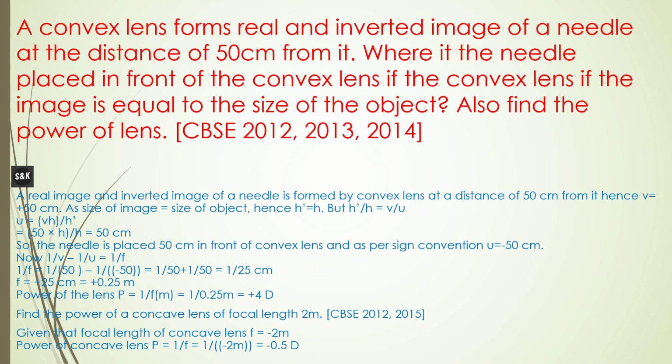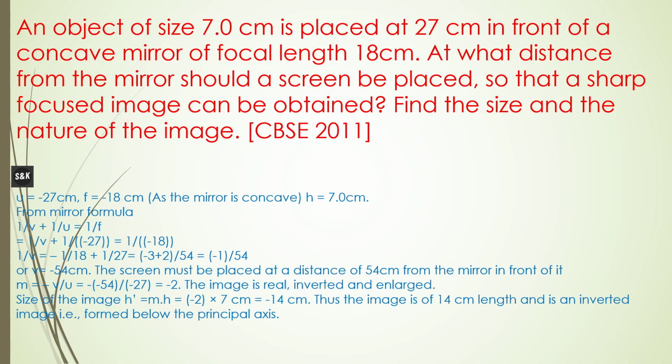Next, a convex lens forms a real and inverted image of a needle at a distance of 50 centimeter from it. Where this question is repeated. Sorry. An object of size 7.0 centimeter is placed at 20 centimeter in front of a concave mirror of focal length 18 centimeter. At what distance from the mirror should a screen be placed so that a sharp focused image can be obtained? Find the size and the nature of the image. So here u is given as minus 20 centimeter, f is given as minus 18 centimeter.